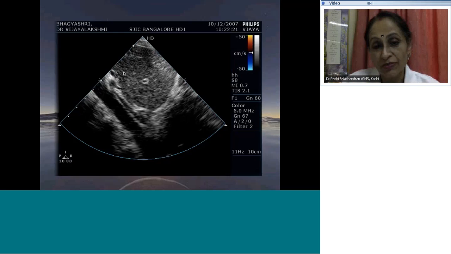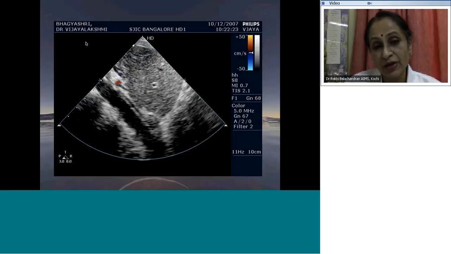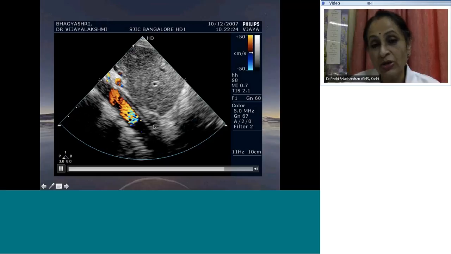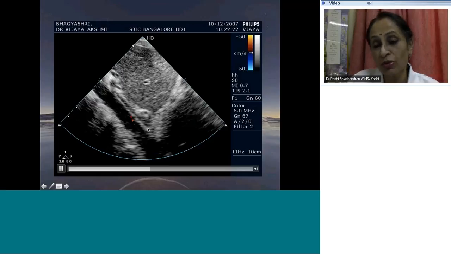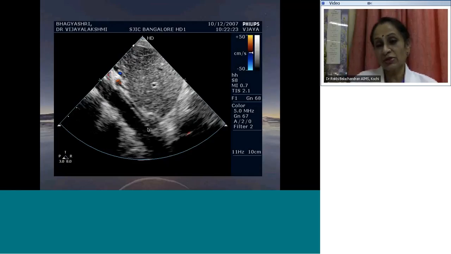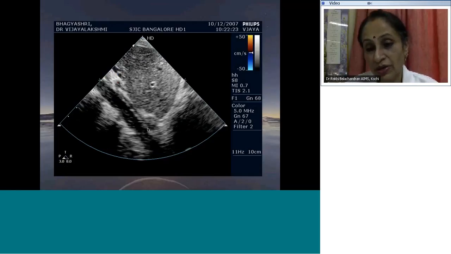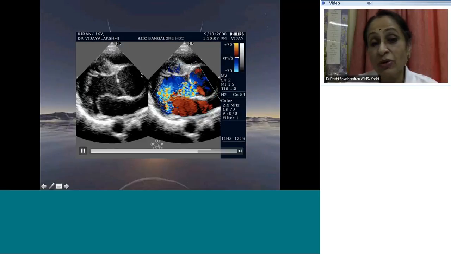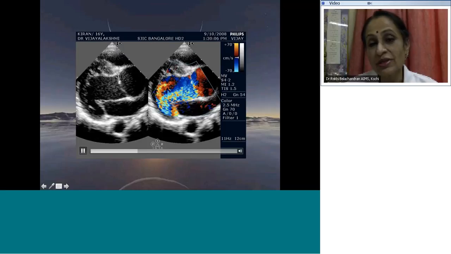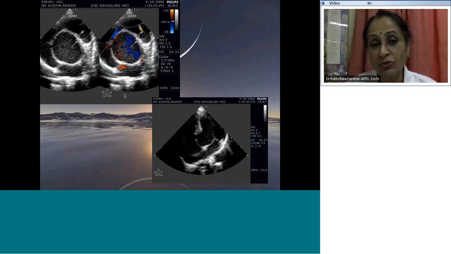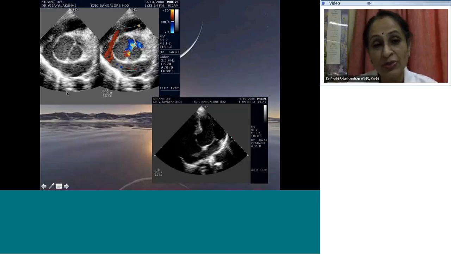So what is the type of the dissection? See here, it is right up. So this is the true lumen and that's the false lumen. So the false lumen and the true lumen both can be made out in the abdominal aorta. So this patient has to go for the surgical correction. Okay. So apart from that, you must see whether there is aortic regurgitation. Here you can see that the aortic regurgitation is also very severe. So such patients have to have the root replacement.